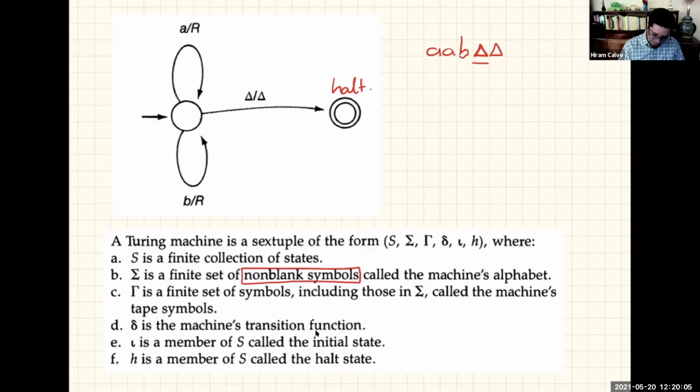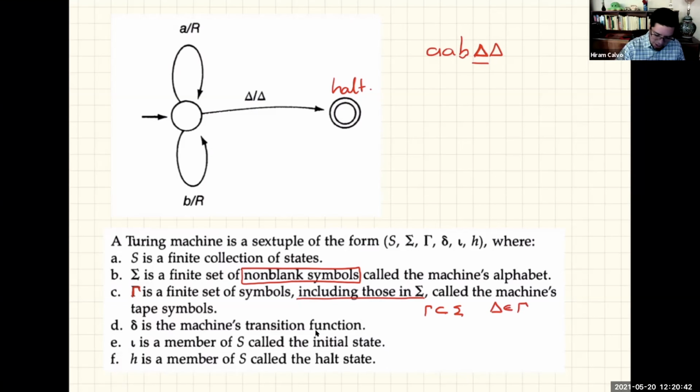And similarly, as push-down automata, we will have a gamma here, an uppercase Greek gamma, that is a finite set of symbols, including those in sigma, meaning that sigma will always be a subset of it, and that are called the machine's tape symbols. And always this symbol will belong to gamma, which is the blank symbol. It's not the same as empty string or empty symbols as before.